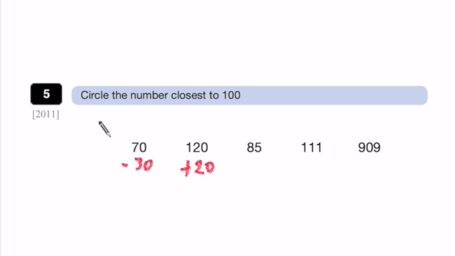I can do that in my head. If you need to do a written method, it's 15. So it's 15 less than 100. This one is 11 more. So it's plus 11.